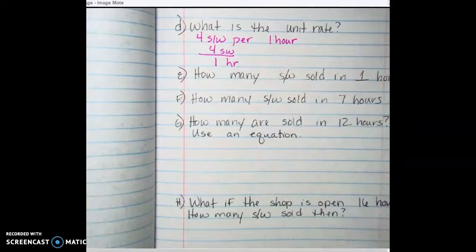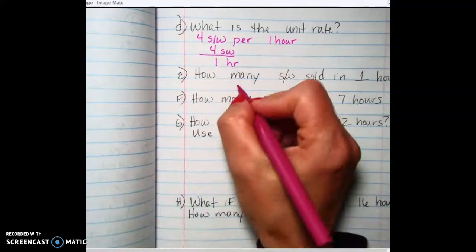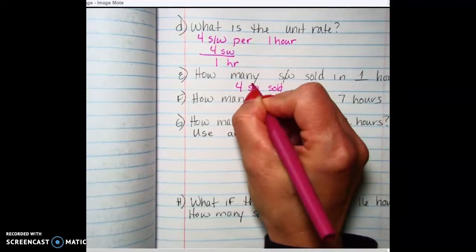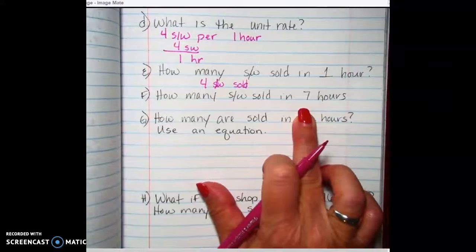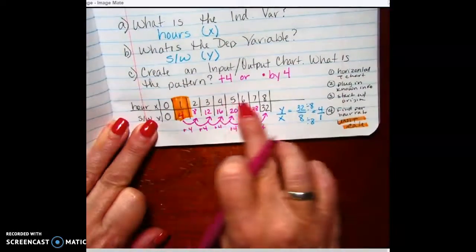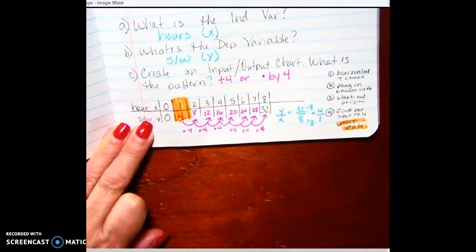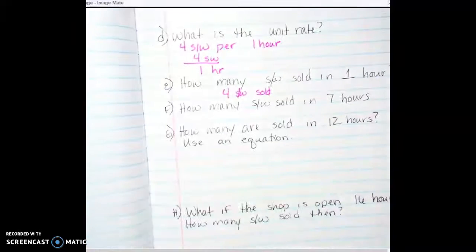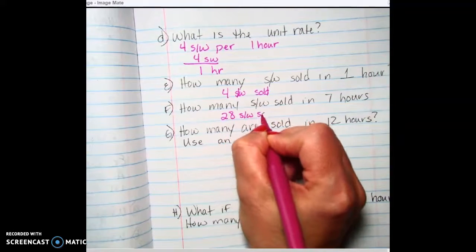Okay. How many sandwiches were sold in 1 hour? Well, if this is 1 hour, that means there are 4 sandwiches sold. Okay. How many are sold in 7 hours? Well, let's go and look at our chart. Let's see, do we have that? Let's look. Here's hours. There's 7. It looks like sandwiches sold would be 28. Okay. So I can go back and I can say 28 sandwiches sold.